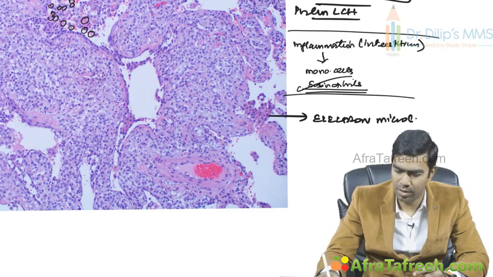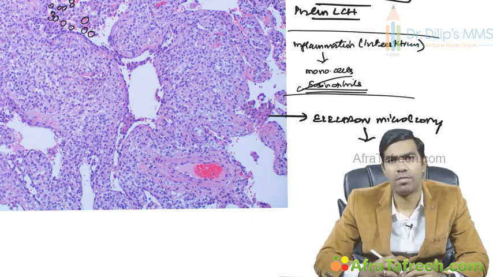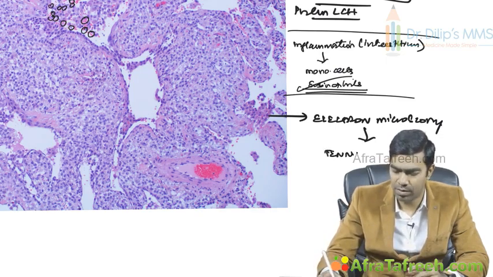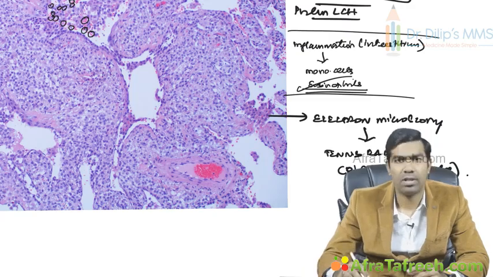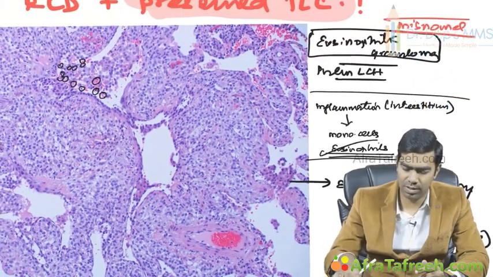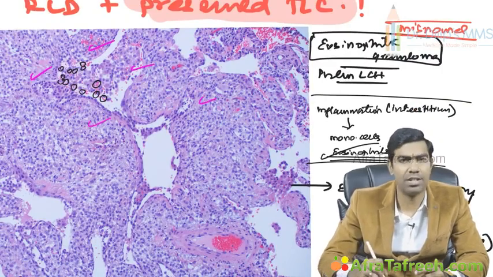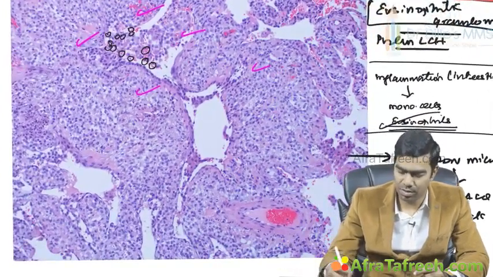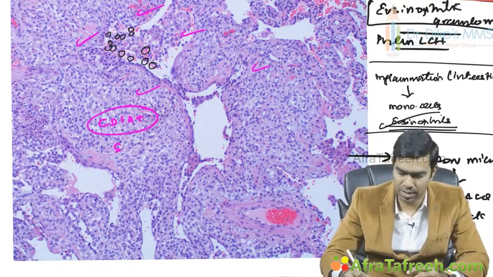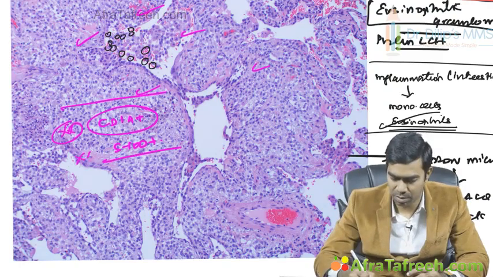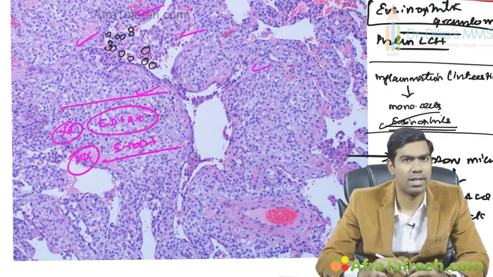Once you do an electron microscopy, you can see some tennis racket shaped granules referred to as Birbeck granules. At the same time, if you do histology and staining, these Langerhans cells that are present in this lesion will stain positive for CD1A. Very, very important. They will be CD1A positive. At the same time, they will be S100 positive. These are very, very important facts. CD1A positive and S100 positivity.